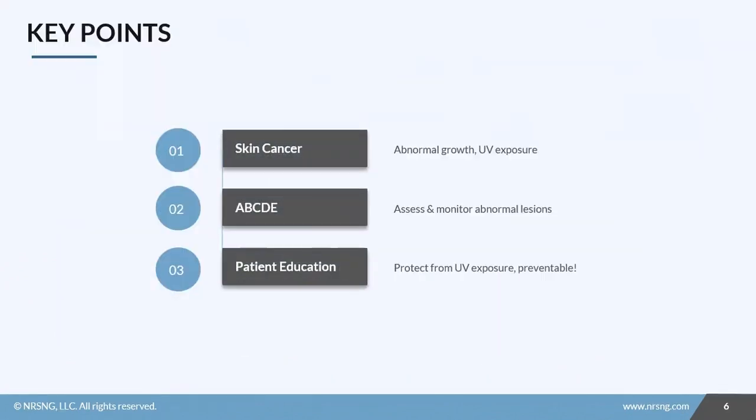Now, this is, again, pretty straightforward, but let's recap quickly. Skin cancer is an abnormal growth of cells in the skin, most commonly caused by UV exposure. We use the ABCDE mnemonic to assess and monitor any suspicious lesions. That stands for asymmetry, border, color, diameter, and elevation or evolution. So make sure we monitor them and notify our provider if it changes. And then, of course, we educate our patients. We want to prevent skin cancer if at all possible, protect from UV exposure, and really understand what it is that's putting your patient at risk.